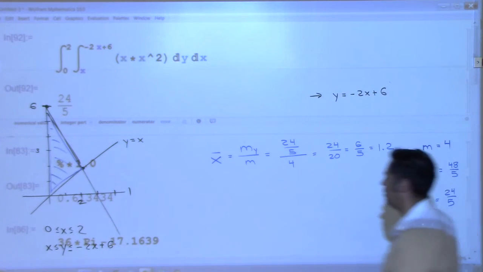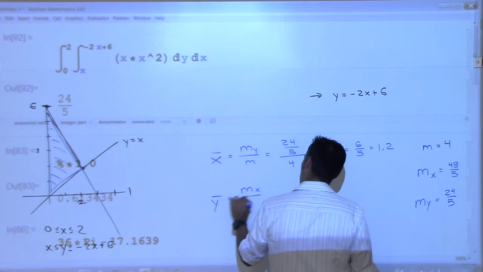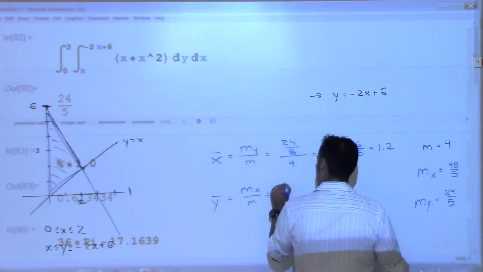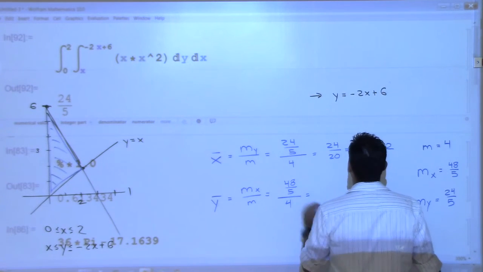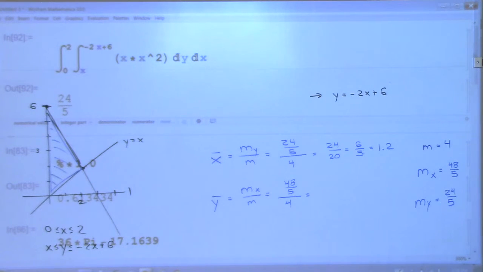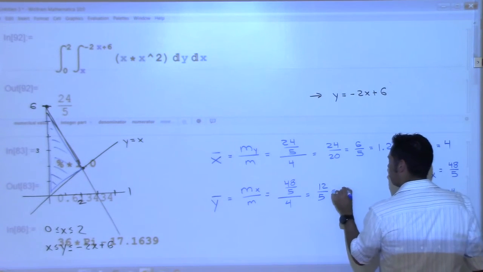Now the y-coordinate. The y-coordinate is the moment about x over mass, which is 48 fifths over 4. What is this, 12 fifths? Yes. Okay, 12 fifths, which is 2.4.